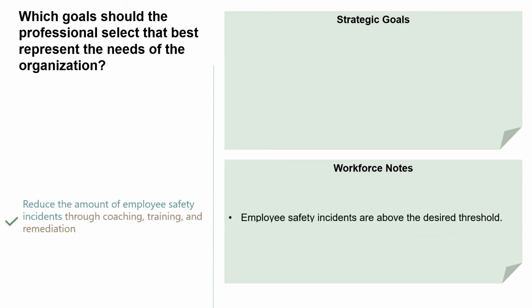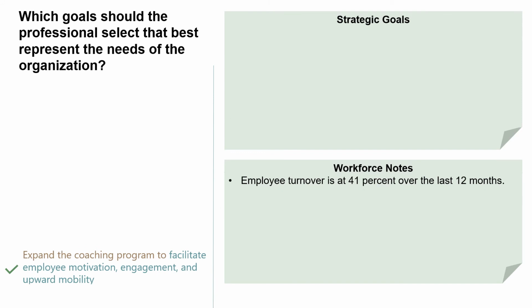Correct answer. The workforce notes told us that the safety incidents were above the desired threshold. The strategic goal is to reduce the safety violations. So one could say maybe you only need the workforce notes, but for me, applying the concept, it was the alignment that let me know that it was correct. The last one, expand the coaching program to facilitate employee motivation, engagement, and upward mobility. Workforce notes is we have these measures for employee turnover, and we want to invest in our employees through training and promotion.